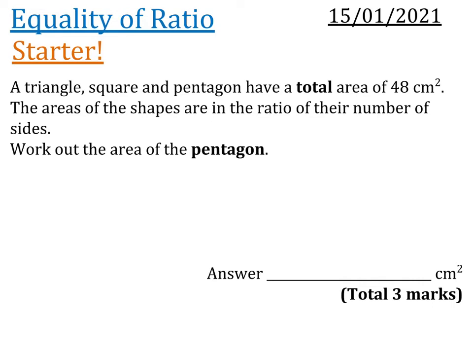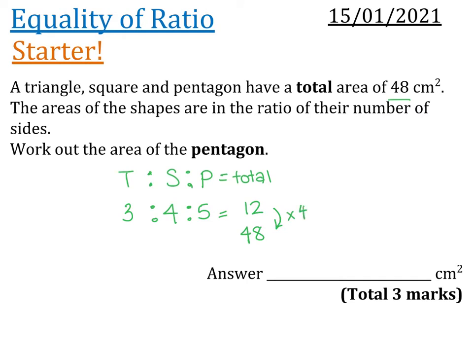All right, answer time. So like I said, I would start with T for triangle, S for square, and P for pentagon. I'm looking to find out what they have in total. So a triangle has 3 sides, a square has 4 sides, and a pentagon has 5 sides. In total, that makes 12. They told us in the question that the total area of all 3 shapes was 48. So I now need to ask myself, how do I get from 12 to 48? And that would be times by 4.